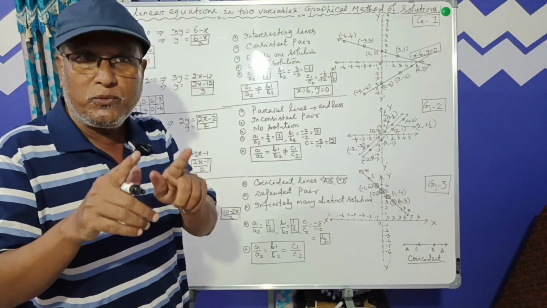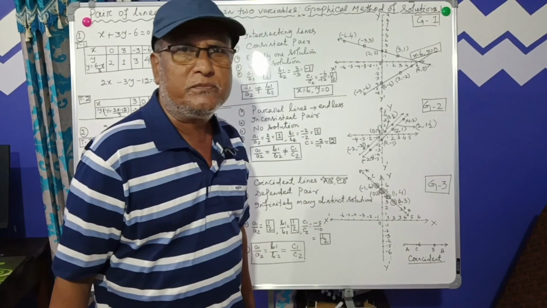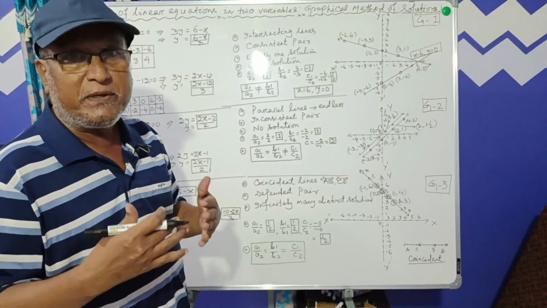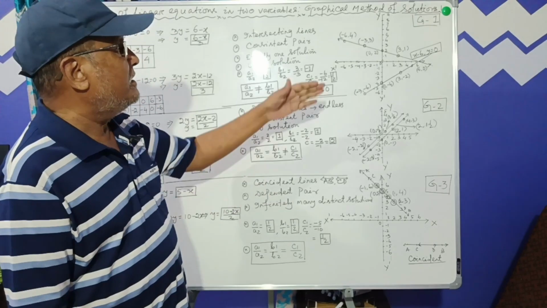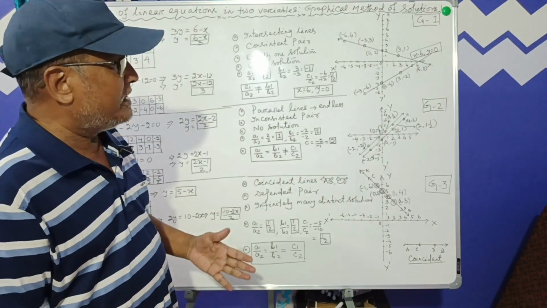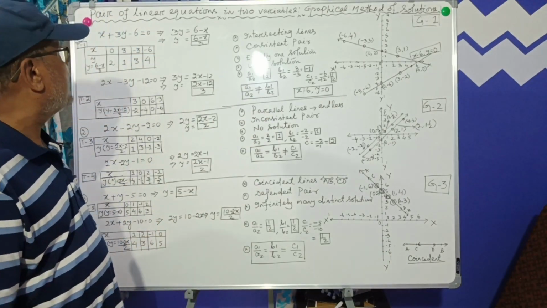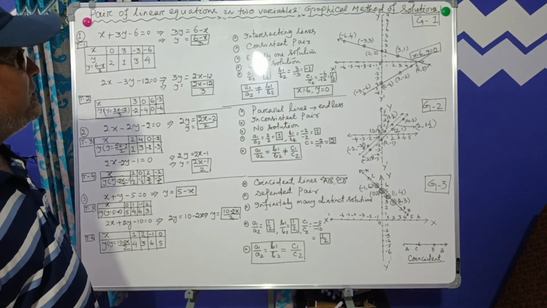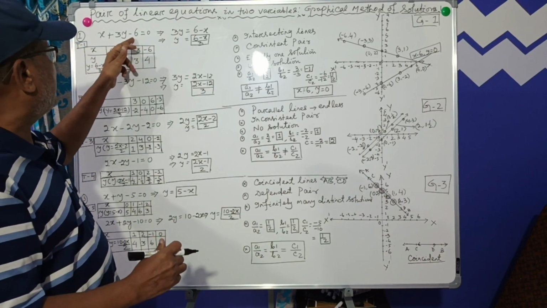Means we have taken two equations. Graphical method of solution. So we shall present a pair of linear equations in graphical mode, so that we can see what we observe. Let's discuss. The first one, we have taken an example, x plus 3y minus 6.